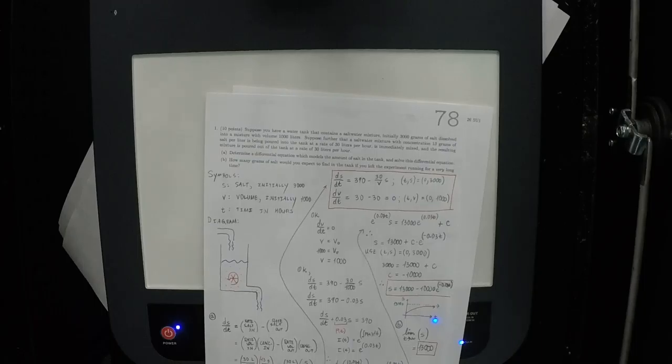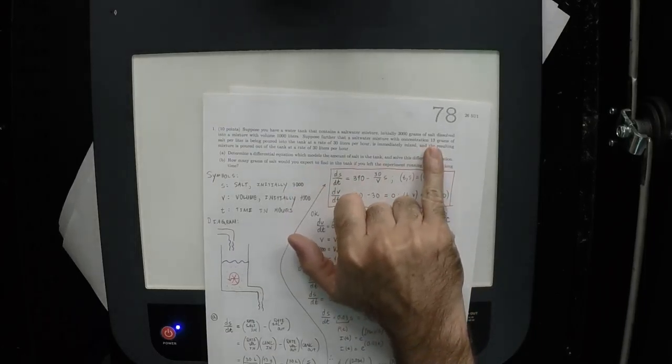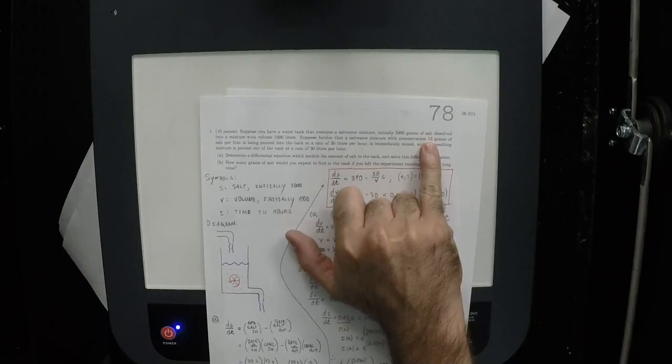Well, what's going to be the concentration in the tank after you do this for a long, long time? It's not going to be just water. It's going to be whatever is pouring in. Right? Concentration 13 grams per liter is being poured in.